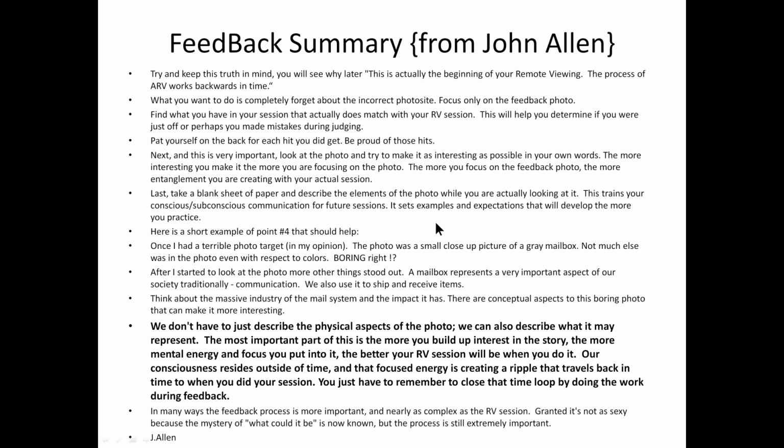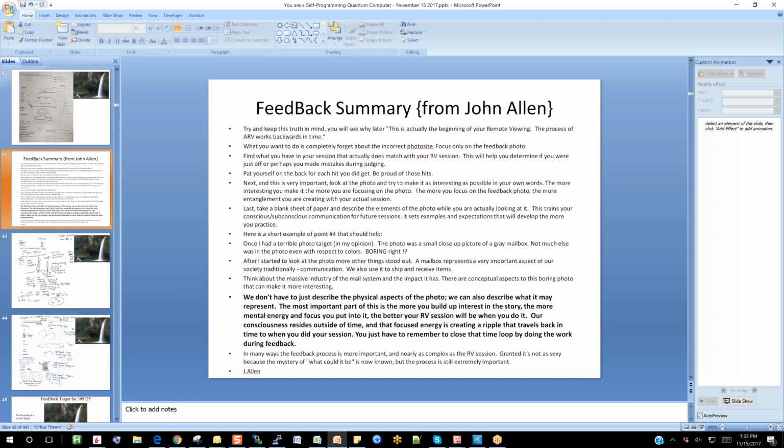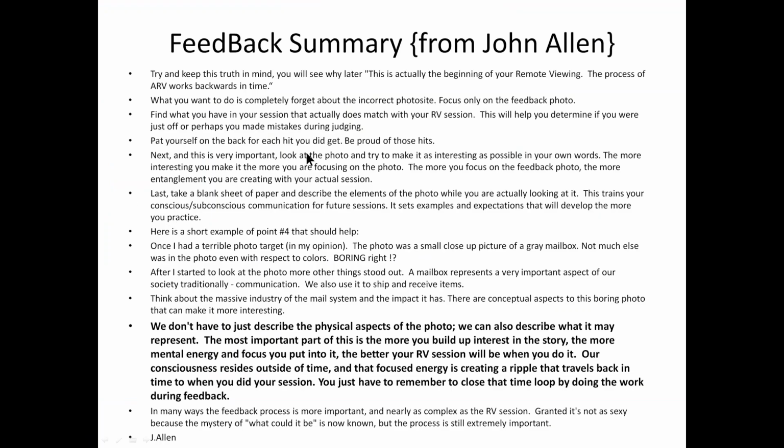Yeah. Well, the overall point I think is that the more mental energy, especially if you can add emotional energy to it, the more mental and emotional energy you can put into it, the bigger the ripple, the more entanglement you're creating, and it makes your RV session easier. Right. Exactly. Very good.